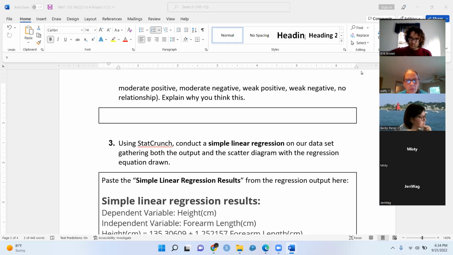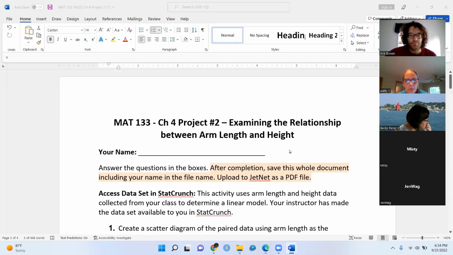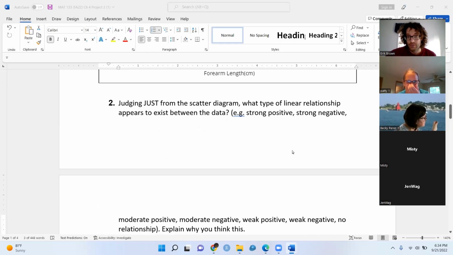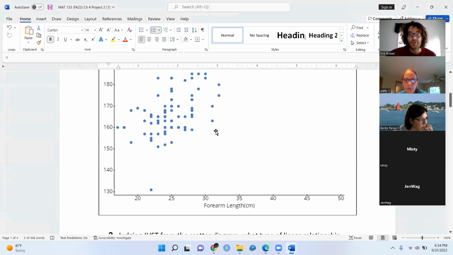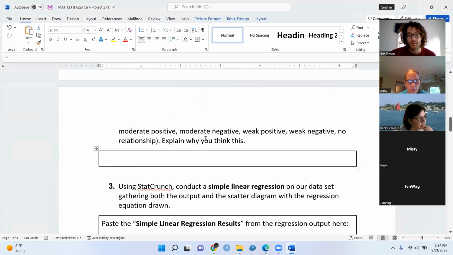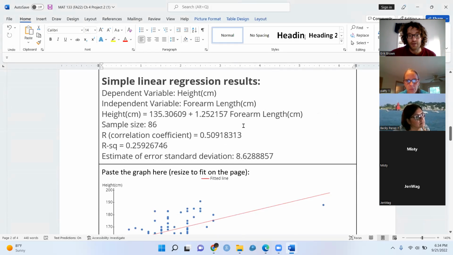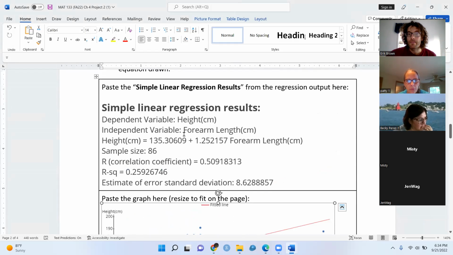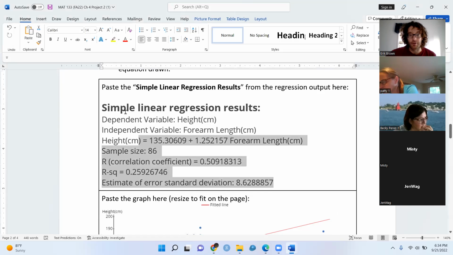I'm sorry, what are we doing? You are doing this project as much as you can. And of course, if you get stuck, ask questions. So we put together the outputs: the scatter plot with no line, then the regression with the scatter plot with the line. I had to step away. How did we do that? This thing right here, right?